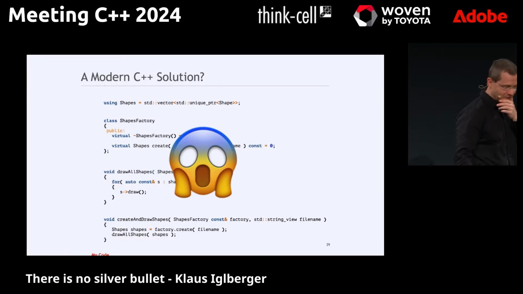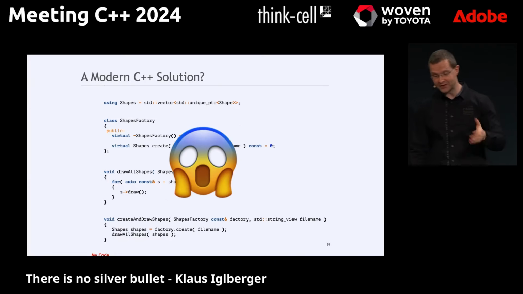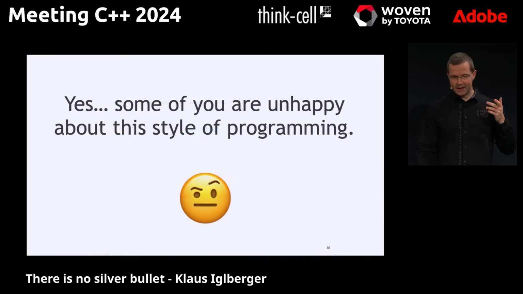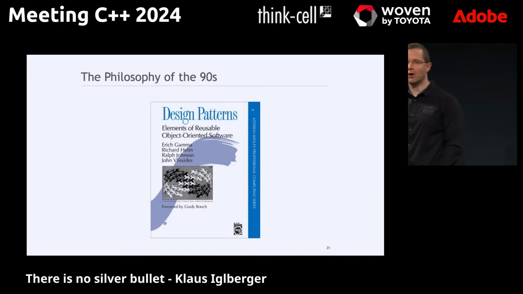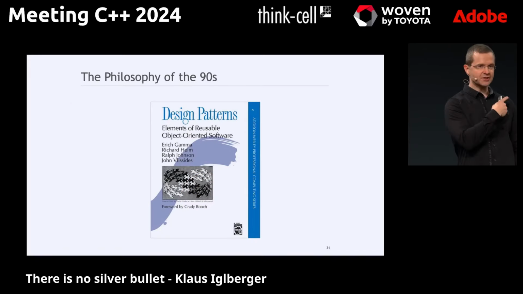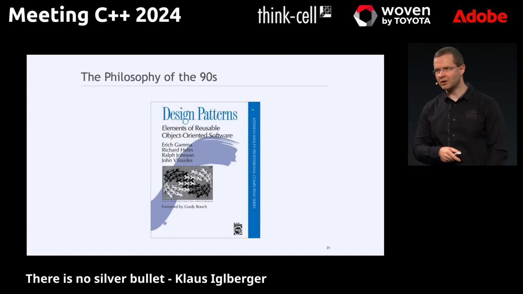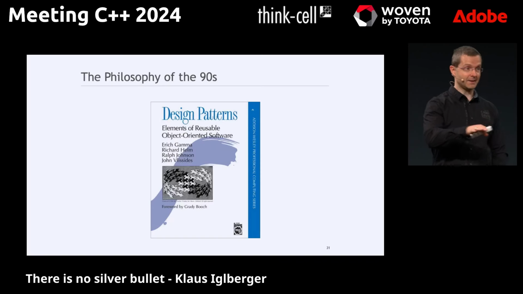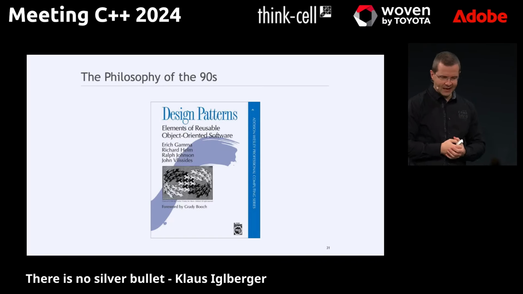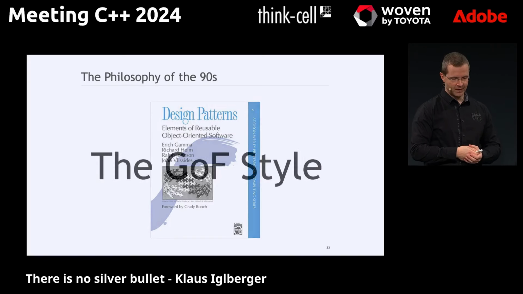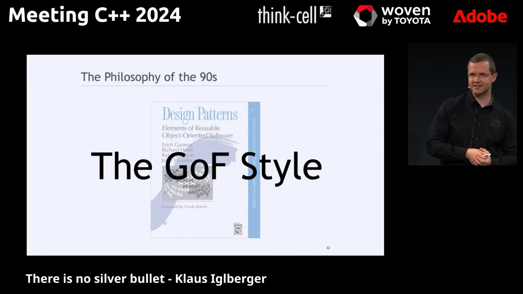Okay, I totally agree. This might not be what we're doing anymore today. Some of you truly are unhappy about the style of programming. The style that, we could even give it a name, this is what we call the Gang of Four style. Named after this book, the so-called Gang of Four book, which you probably all have seen, or at least touched. Perhaps even taking a look inside. The classic book on design patterns. So let's call this the Gang of Four, the GoF style.